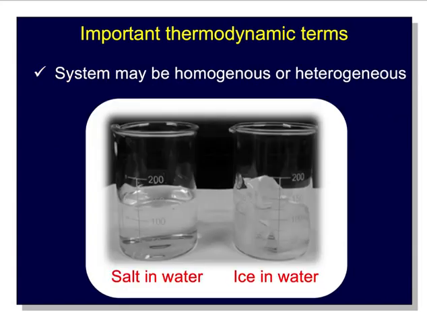Going further, we can see that a system may be homogeneous or heterogeneous. What does it mean? I take two examples here. Suppose I take salt and water.